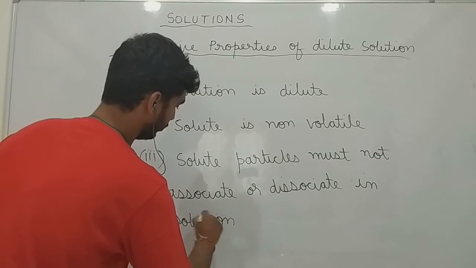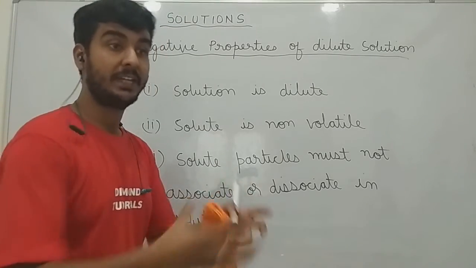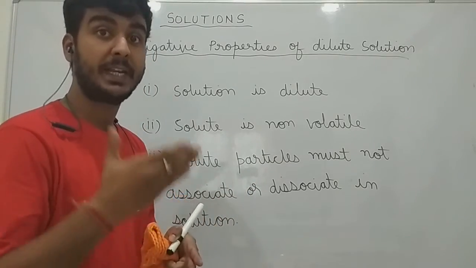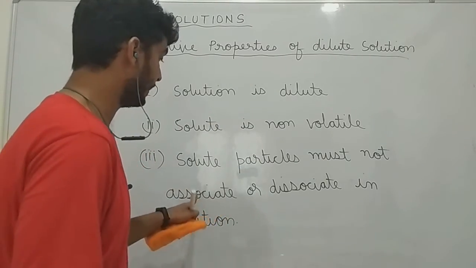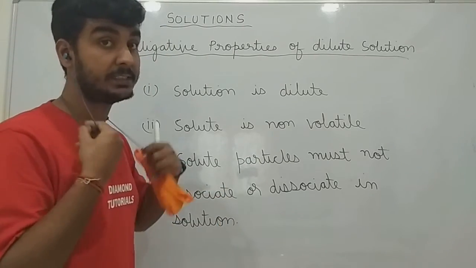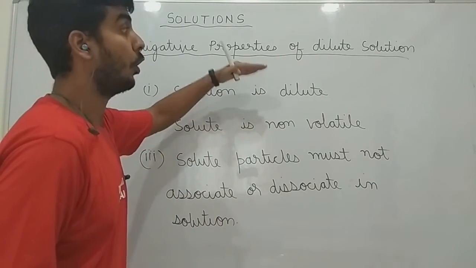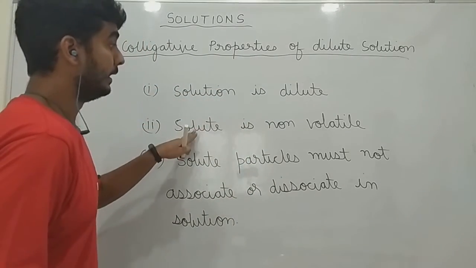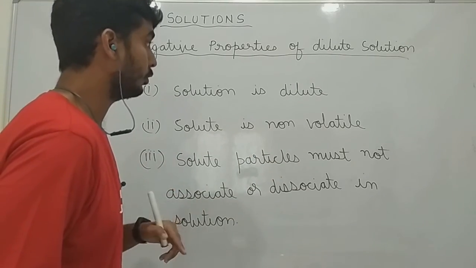Associate or dissociate means the molecules of the solute should not combine with each other to form bigger molecules, or the molecules of the solute should not break into smaller particles in the solution. So remember, the colligative properties are best calculated when the following conditions are satisfied: the solution is dilute, the solute is non-volatile, and solute particles must not associate or dissociate in solution.